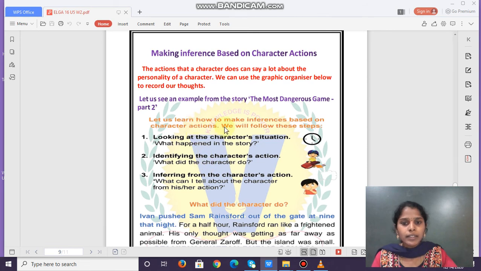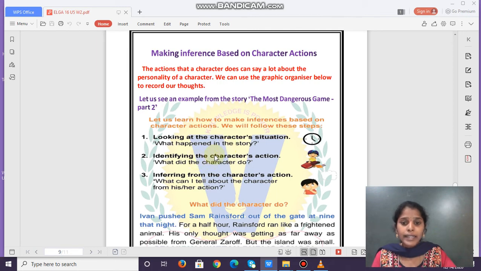Let us learn how to make inference based on character actions. We will follow these steps. First step is looking at the character's situation. What happened in the story? We are going to look at the character's situation.